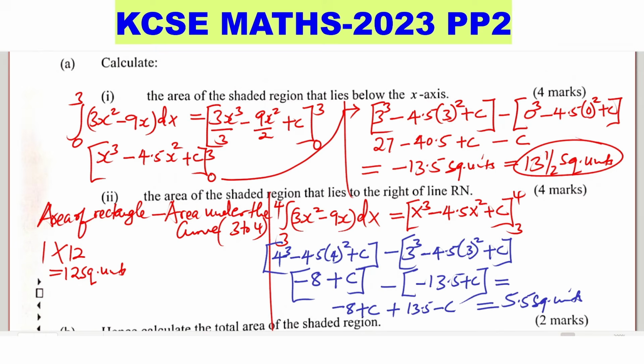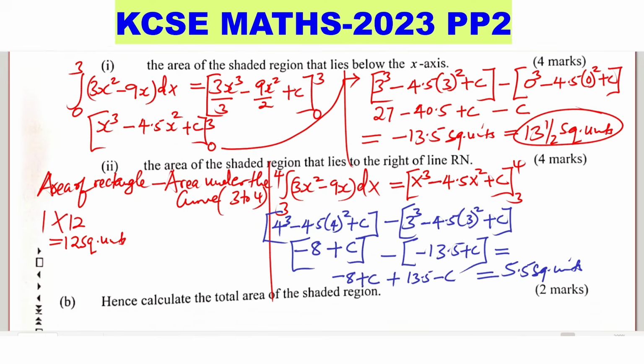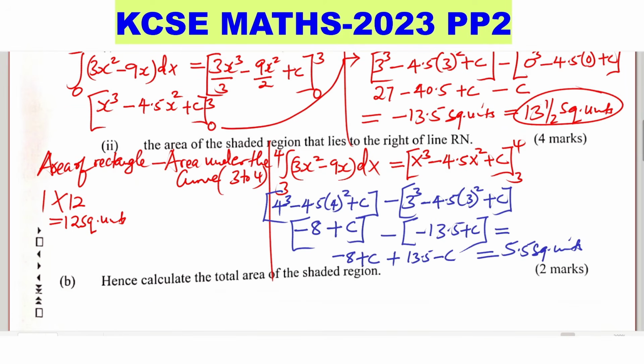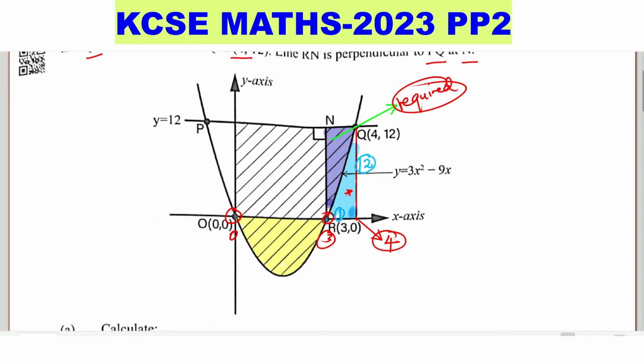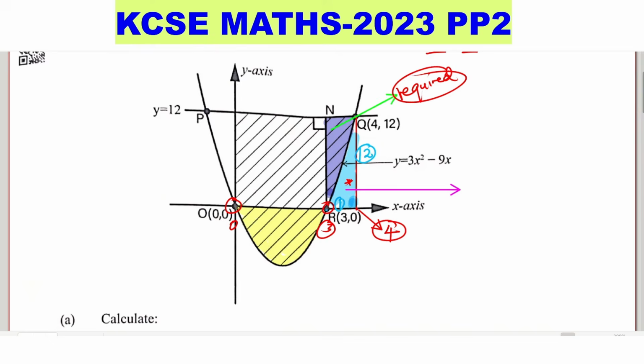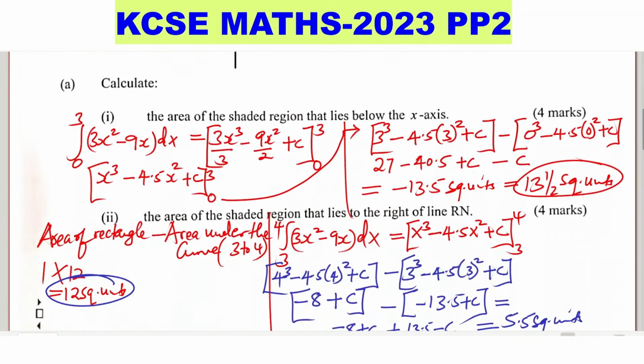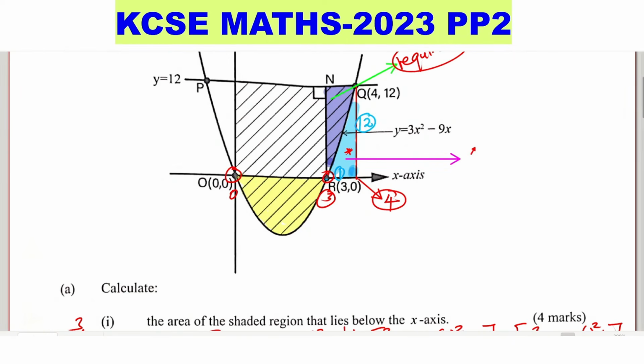5.5 square units. So now we have the area of the rectangle, which is 12, and then the area under the curve between 3 and 4. So this is the area. Let me indicate this. So the area of that part is what we have identified as 5.5. Then the area of the entire rectangle is 12. So we just need to do the subtraction.